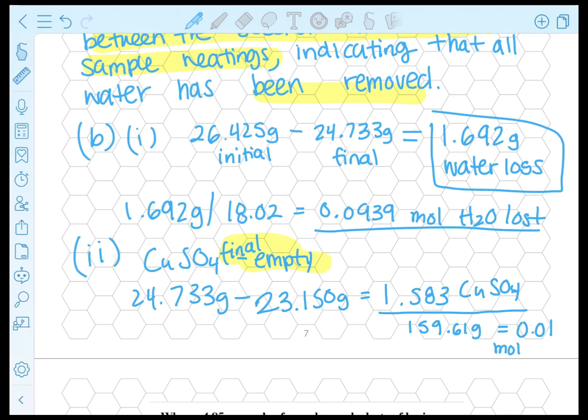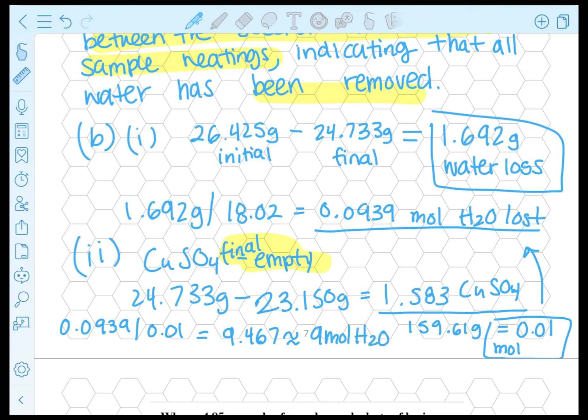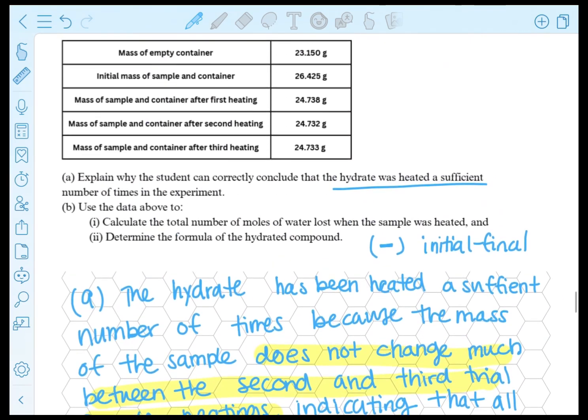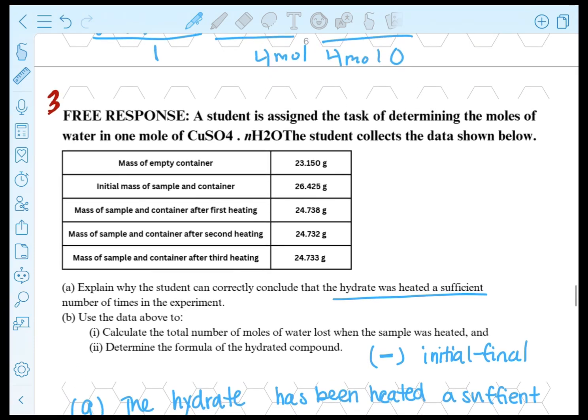Now we need to find the whole number ratios by dividing the moles of water by the moles of copper 2 sulfate. So it's going to be 0.0939 by 0.01. And that gives us 9.467, or 9 moles. Now this is a pretty big round, and most likely on the AP exam they won't give you a big rounding gap like this. It will be pretty obvious, but I made these problems, so bear with me with the decimals here. So the correct answer for the formula of the hydrate would be copper 2 sulfate times 9 moles of water.